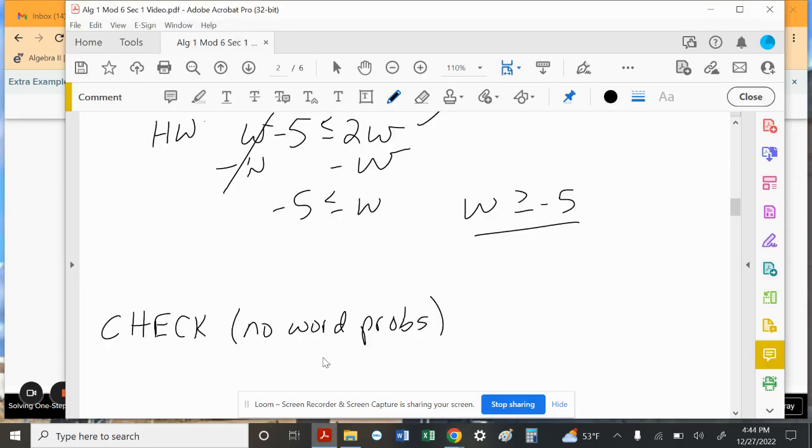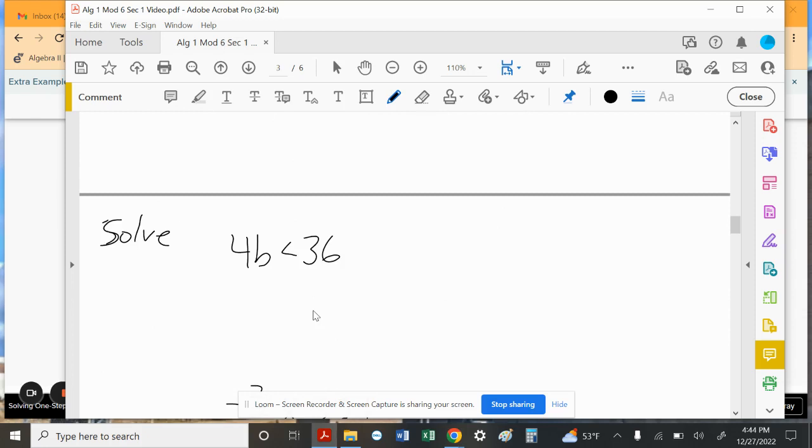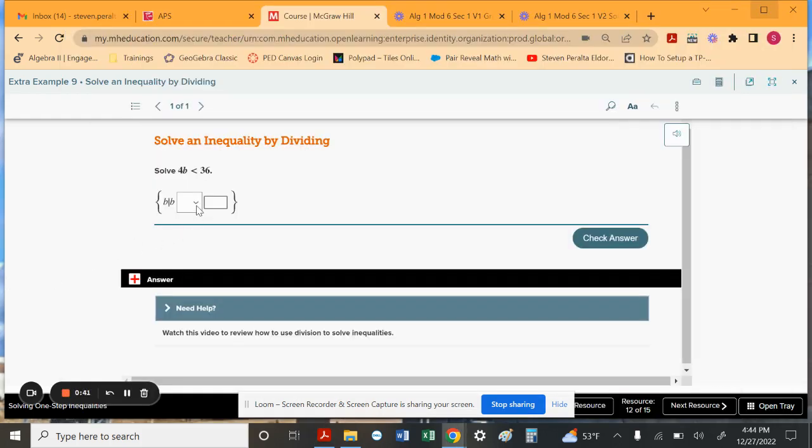So if we move over to the problem here, we've got 4b is less than 36. So we're going to divide both sides by 4. When I do that, of course, the 4's cancel to become 1. So I have 1b is less than, and 4 goes into 36 9 times. So it would be b is less than 9. So that's what we would have in this particular case. So b is less than 9.